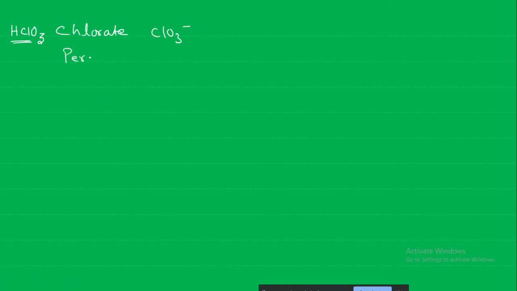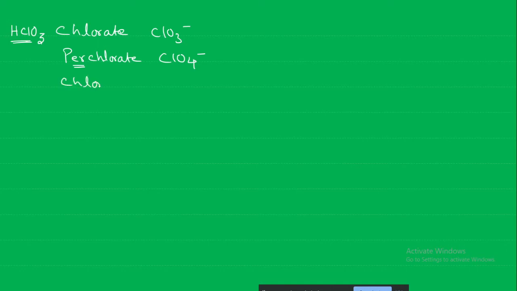Perchlorate. When we use this "per", it means per person, per each fellow, means one. What we are doing is actually increasing one oxygen: ClO4 minus.